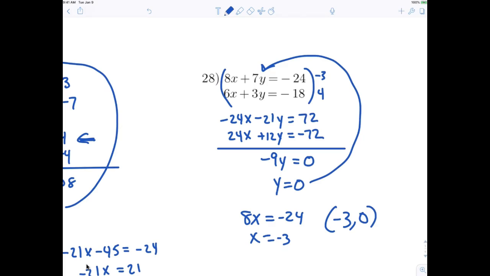You want one variable to be the same number, opposite of each other. Then you just add them together. That's why they call it addition and elimination. You're eliminating a variable by adding them.